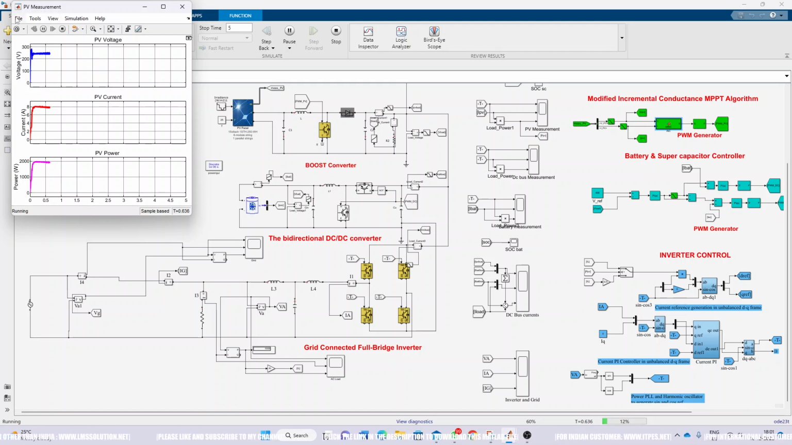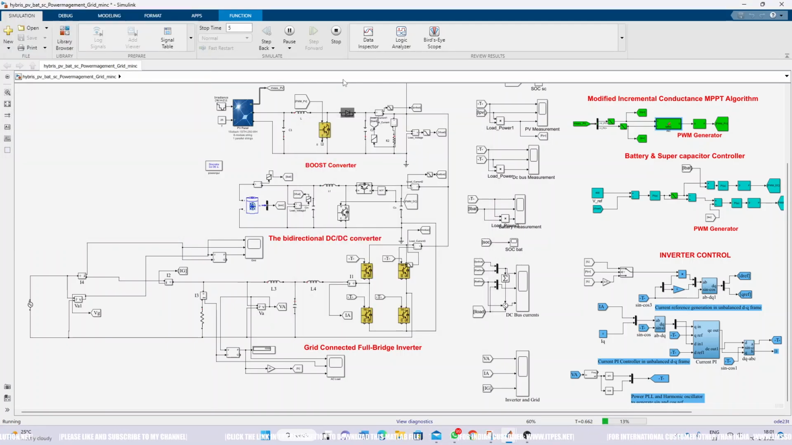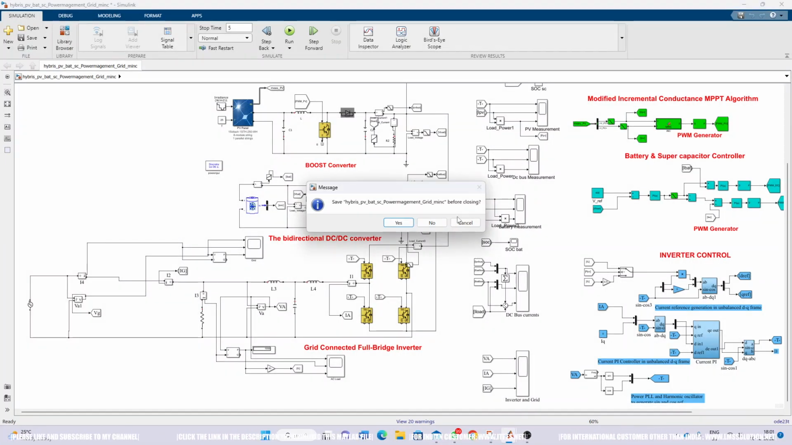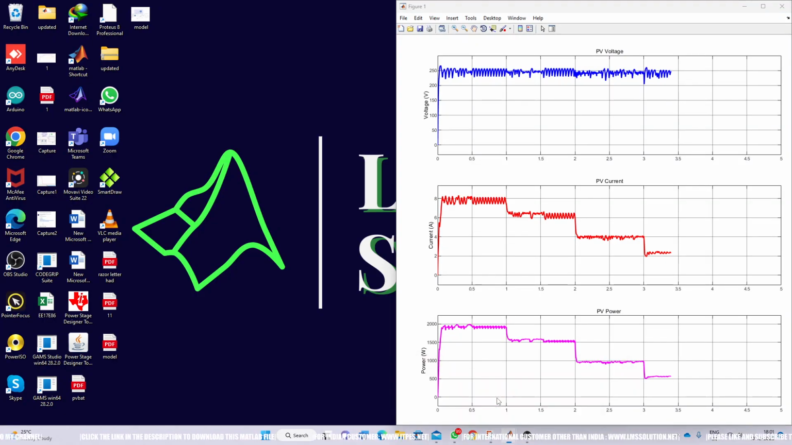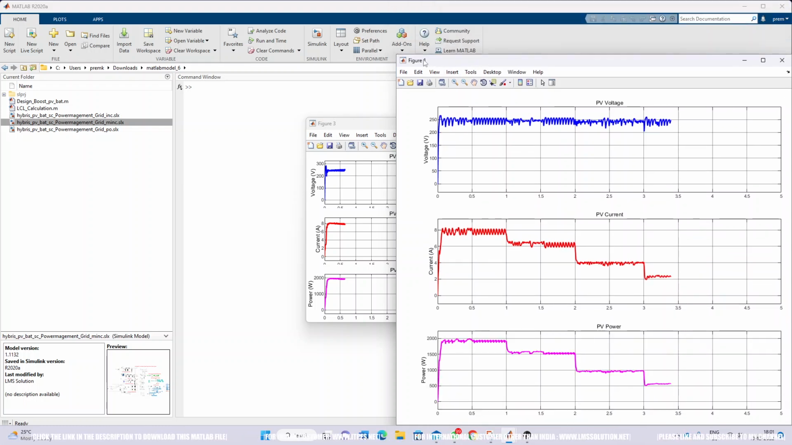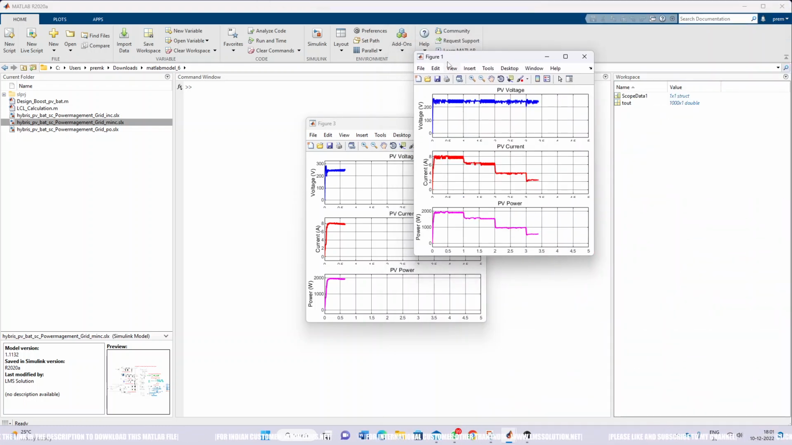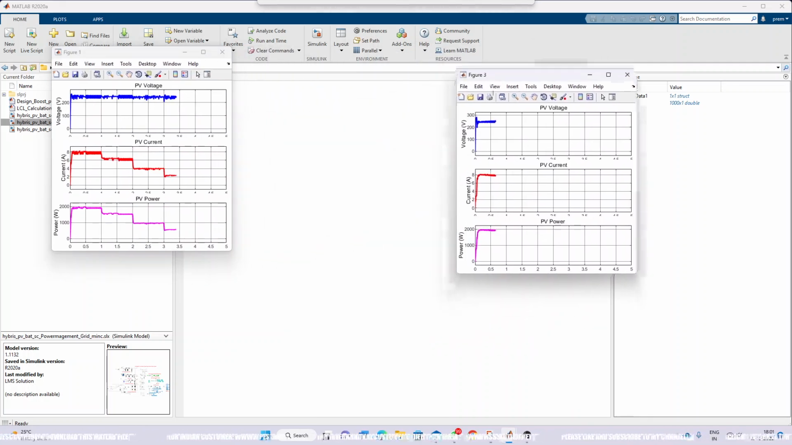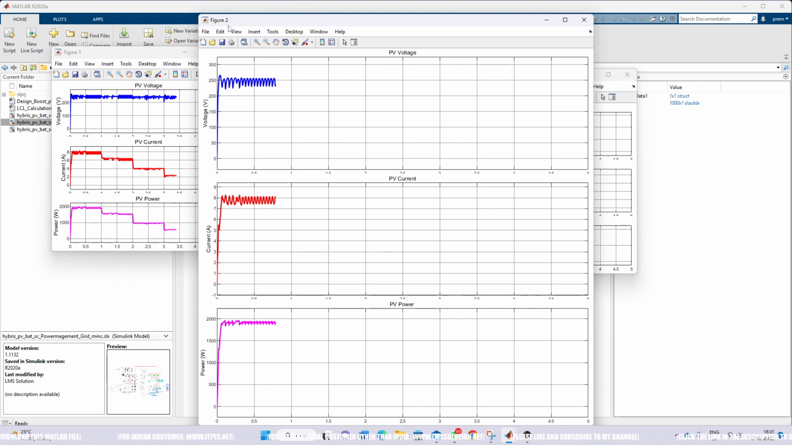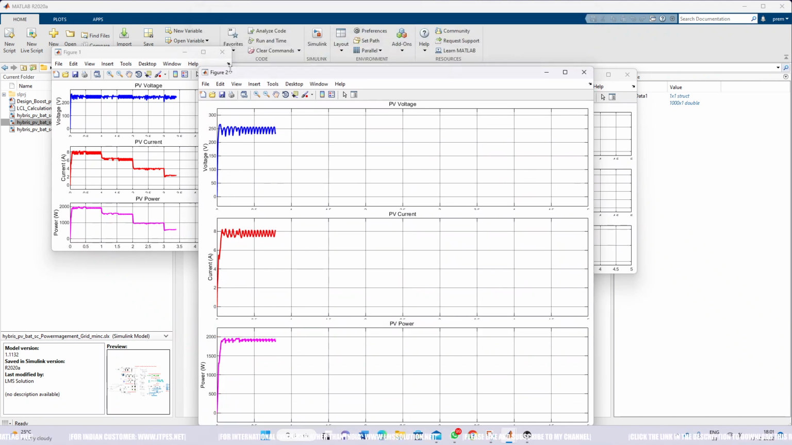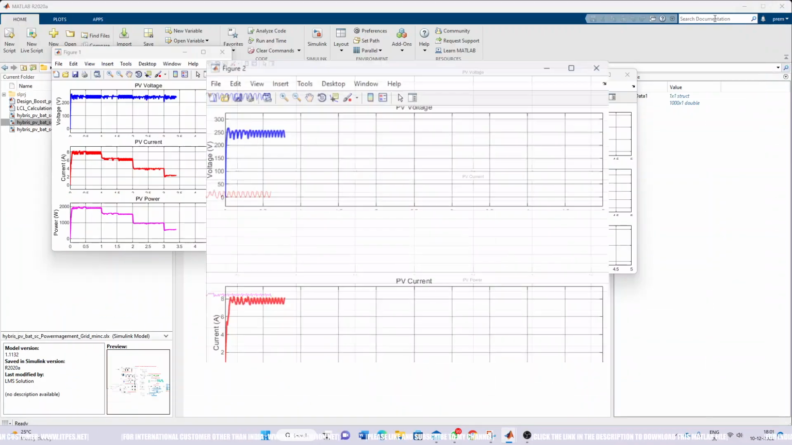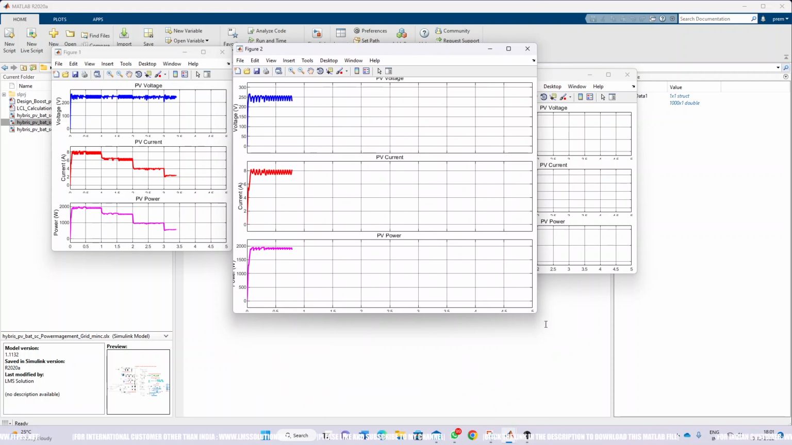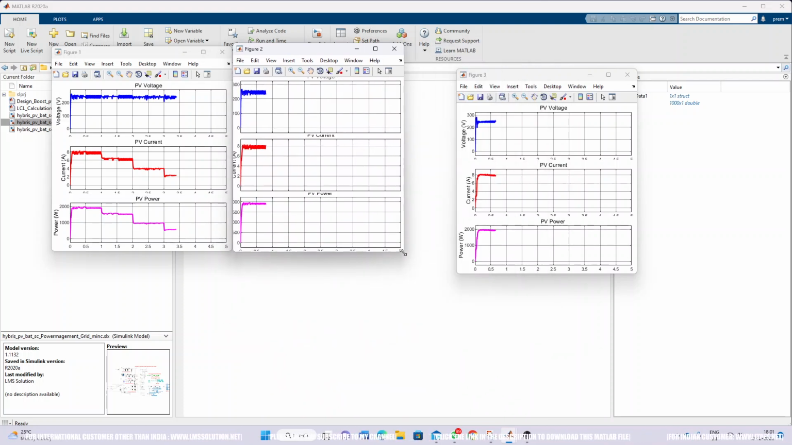Now I take the print picture here, and now I'm going to combine three figures, right? So this is for PSO and figure 2. So this is for incremental conductance.